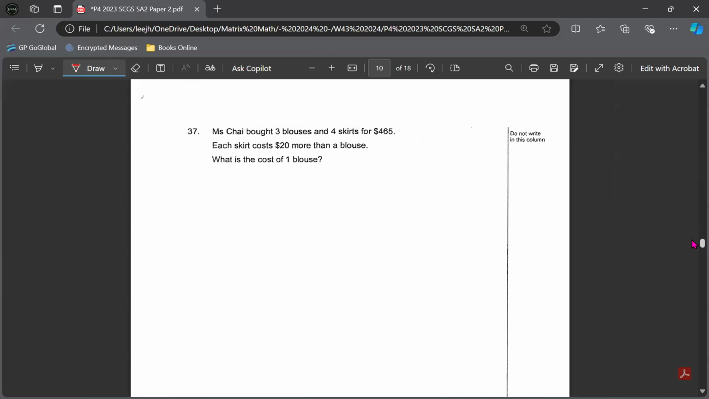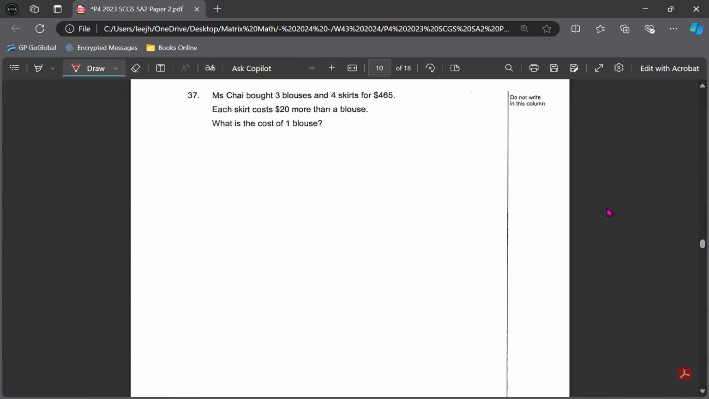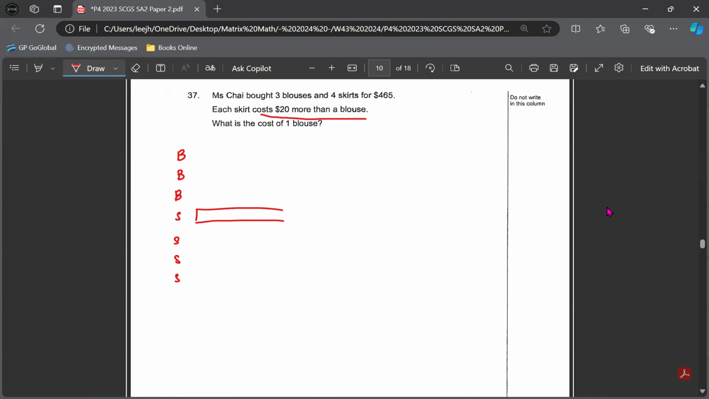Okay. Question 37. Which child bought 3 blouses and 4 skirts for $465? Each skirt costs $20 more than a blouse. I want to find the cost of one blouse. 3 blouses, right? One, two, three. Stacking model, 4 skirts. One, two, three, 4. Okay. So you know that the skirt is more expensive than the blouse by 20. The skirt will be longer than the blouse.